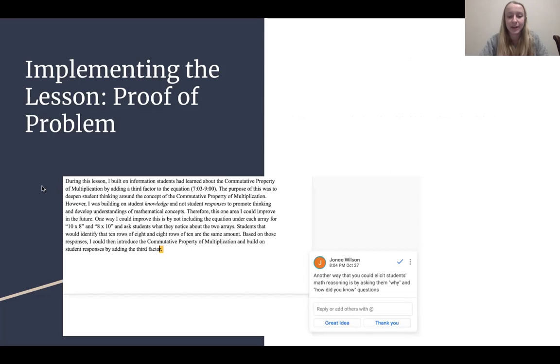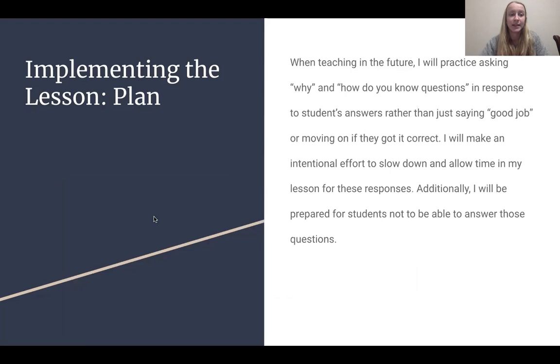My proof here, you can see that Dr. Wilson said another way that you could elicit students' math reasoning is by asking them why and how did you know questions. So that's something I plan to do in the future. Speaking of my plan, specifically when teaching in the future, I will practice why and how do you know questions in response to students' answers, rather than just saying good job or moving on if they get it correct. A big thing for me is just making an intentional effort to slow down and allow time in my lesson for these responses.